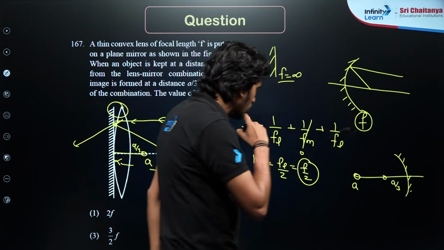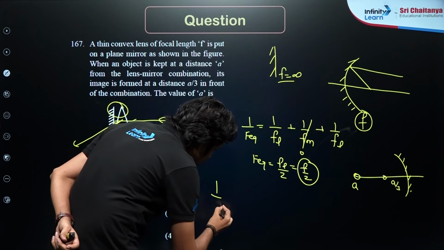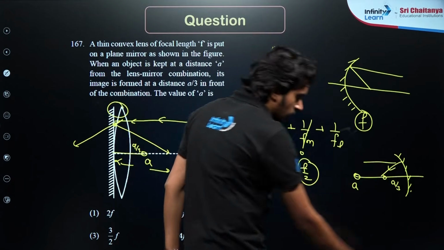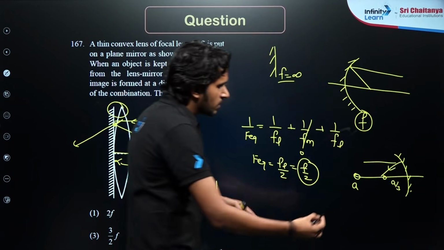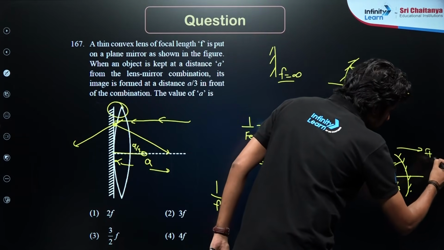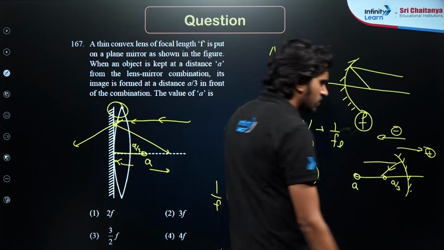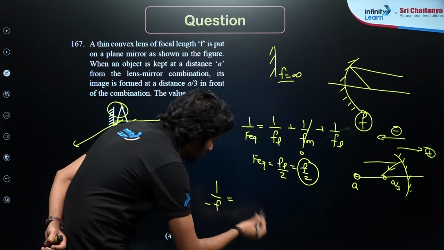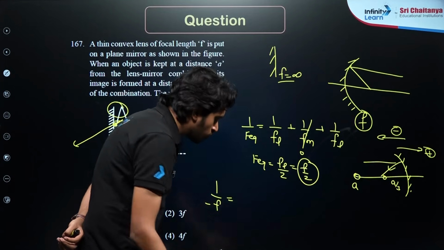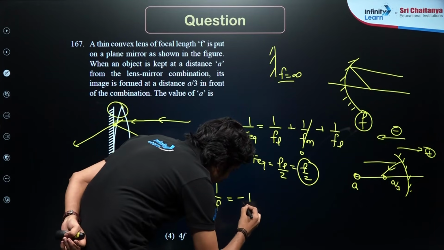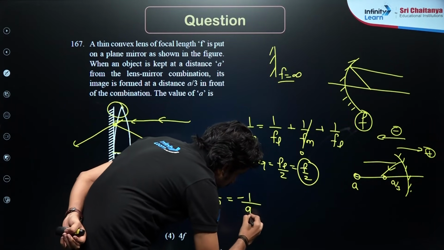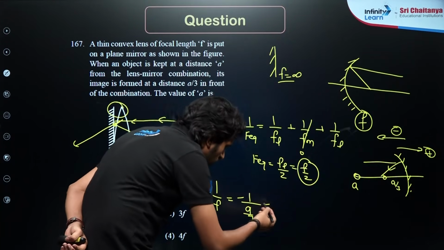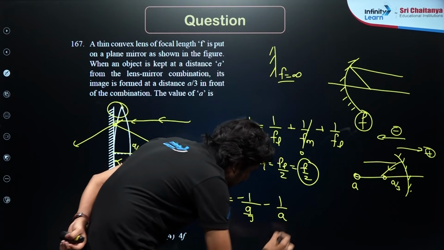Okay, now the mirror formula, 1 by f. The focal length will also be in the negative direction, right? Because let's say we are taking one direction as positive, so this is the negative direction. Basic sign convention: 1 by f equals 1 by v plus 1 by u. So 1 by v is a by 3, minus, close, plus 1 by u, so it has already minus 1 by a.